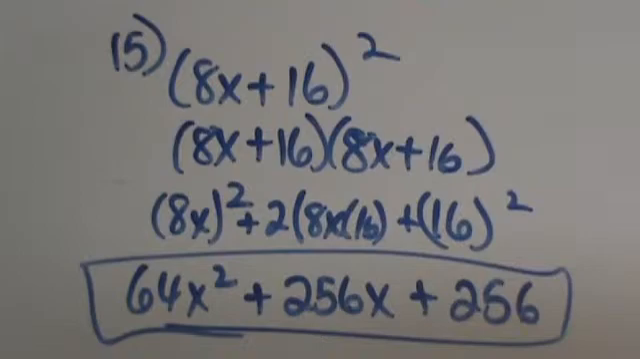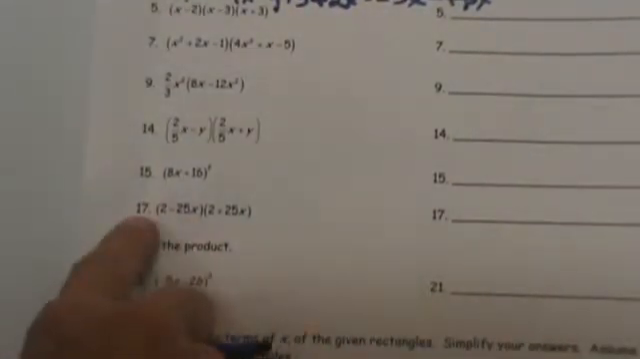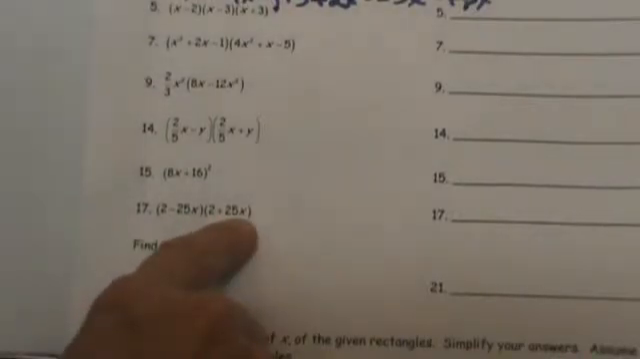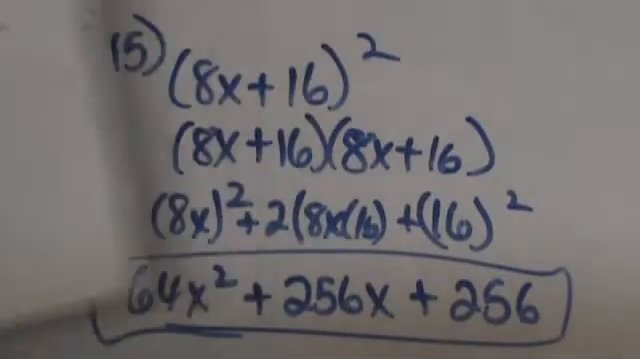Okay, so number 17, the only reason I chose this one to print out was because you have a variable in the back this time instead of a front, and sometimes that bothers people, but just go ahead and FOIL it out just like you normally would. So let's look at that one and how to FOIL that one. Okay, let me make sure, yeah, that's on your screen. Okay, so you got 2 minus 25x.